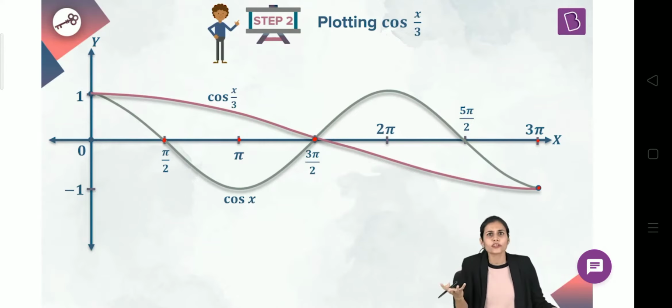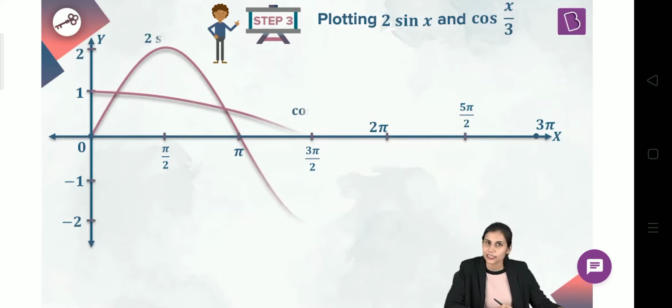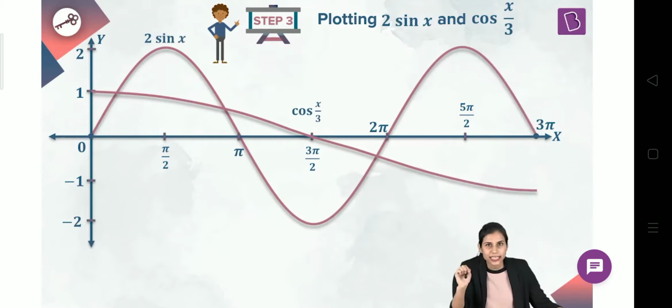Justified, and there's no point of discussing further because I'm only interested in the graph in 0 to 3 pi. So bingo, this is what justifies the graph of cos x by 3. Now that I have the graphs of 2 sin x as well as cos x by 3 with me, I'm going to plot them simultaneously in the same Cartesian plane. And when I do that, what do I get?